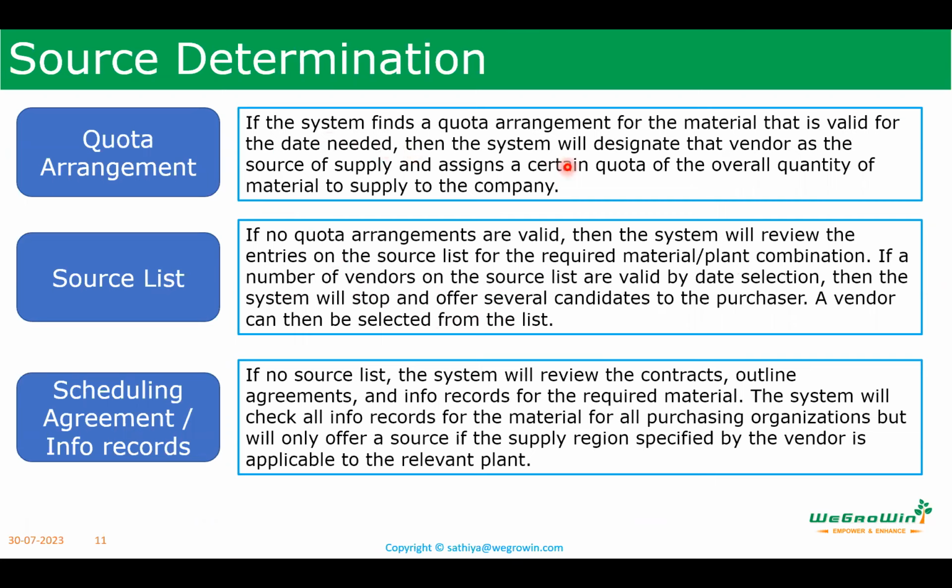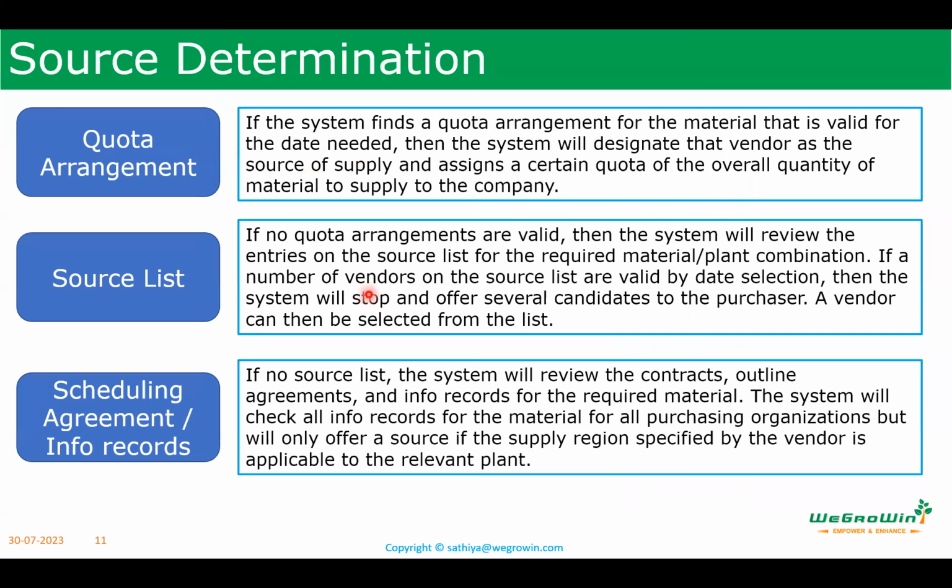And how is the source determined in a quota arrangement? If the system finds a quota arrangement for the material that is valid for the date needed, the system will designate the vendor as the source of supply and assign a certain quota of quantity. So this is the priority of how the source is determined when purchasing. First, the system will check the quota arrangement. If there is a quota, the system will decide who the supplier is and select the supplier accordingly. When the quota is not there, it goes to the source list. That is what we saw there.